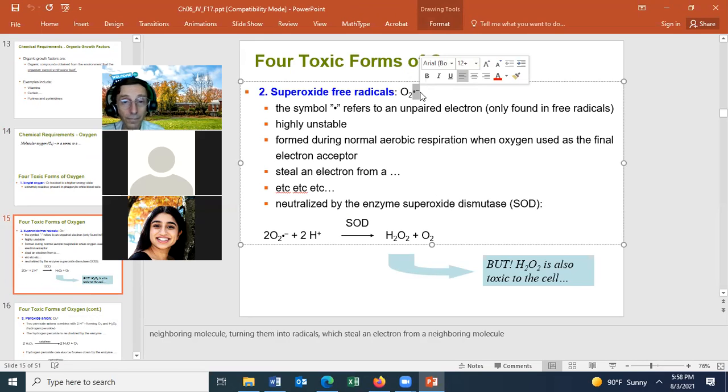And when the superoxide oxygen hits that molecule, you can damage that molecule. The problem is that you can damage like a carbohydrate, and then it goes on to damage a lipid, and then the lipid goes on to damage DNA.